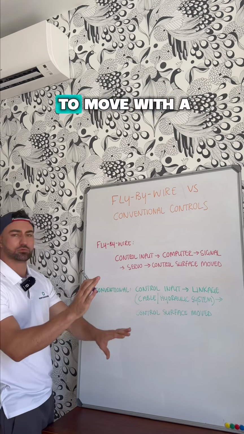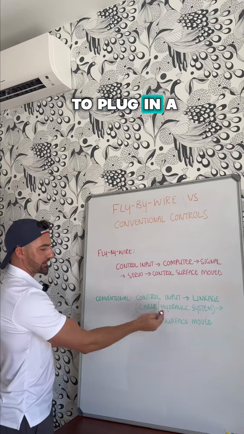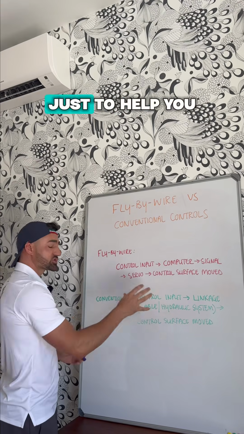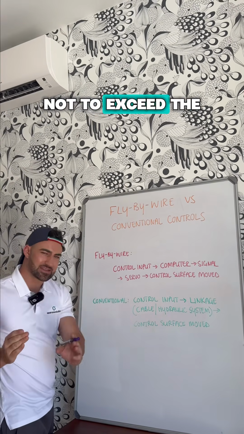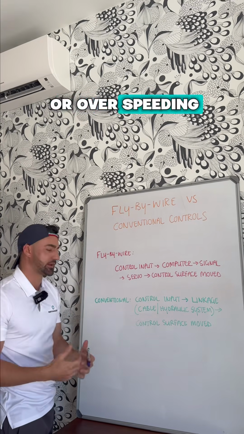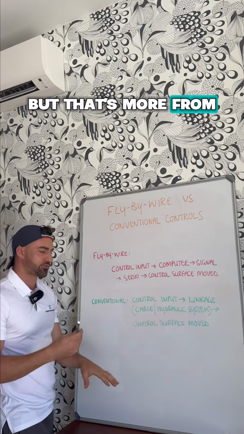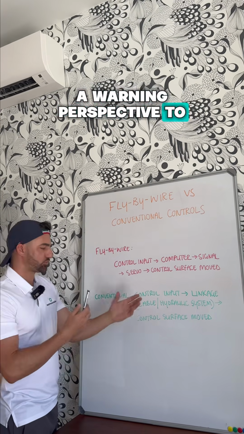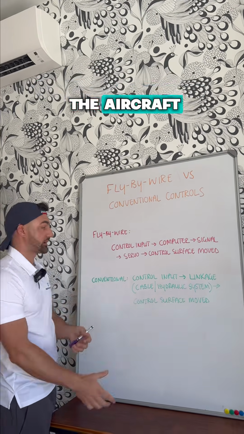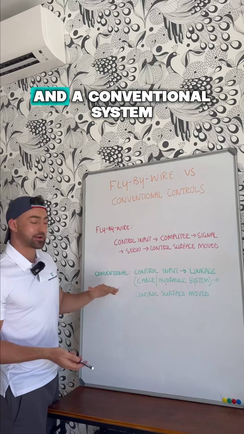However, we are starting to move towards a mix between these two. So you've got your conventional systems, and then they tend to plug in a little bit of a computer system, just to help you as pilot not to exceed the limitations of the aircraft, like overbanking or overpitching or overspeeding and so on and so forth. So they do tend to incorporate some computer mechanisms here, but that's more from a warning perspective, to warn you. It's not necessarily taking over the controls of the aircraft, where that is the case in the fly-by-wire system. So that's the difference between a fly-by-wire and a conventional system.